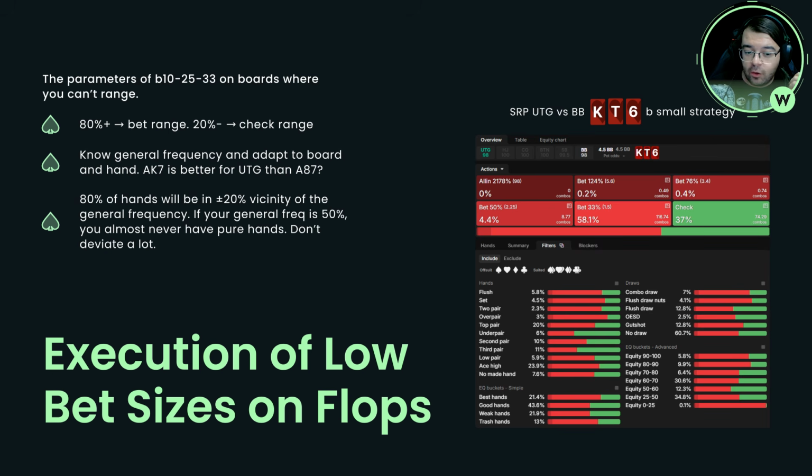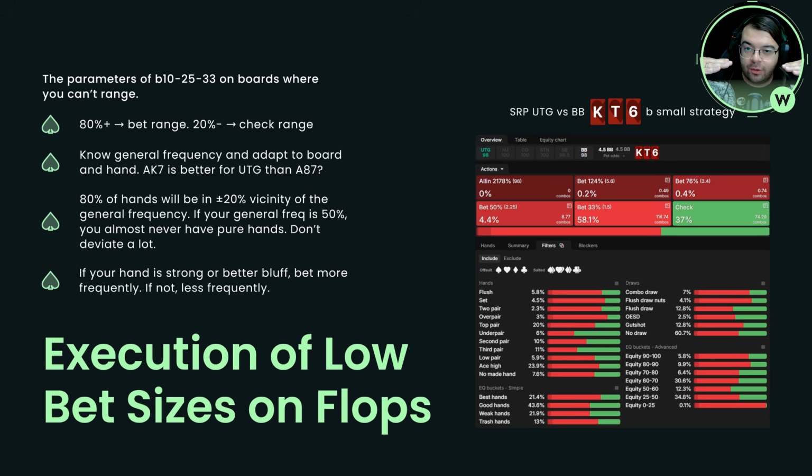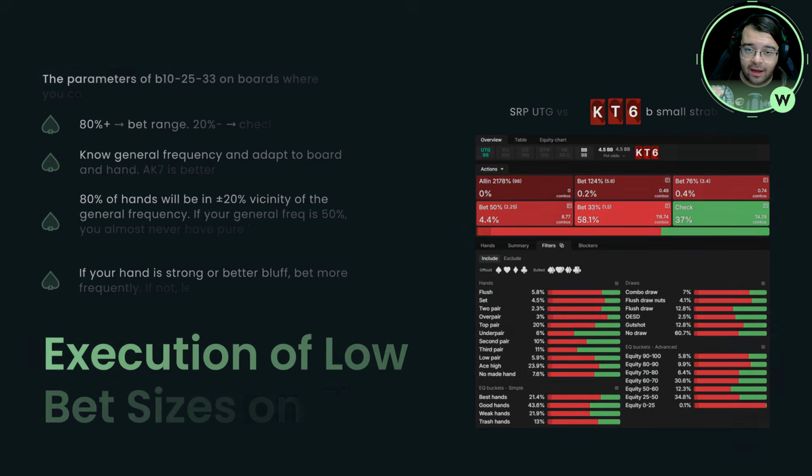80% of hands will be really, really around the frequency. So if you don't know if your hand is better to bet or worse to bet, just bet it at frequency and you'll generally be fine. Generally, the idea is if your hand is strong or like a better bluff, deviate a little bit upwards towards more frequent betting. And if your hand is worse and it's like marginal value, has showdown, or is like a not a great bluff, deviate towards less frequent betting with that hand.